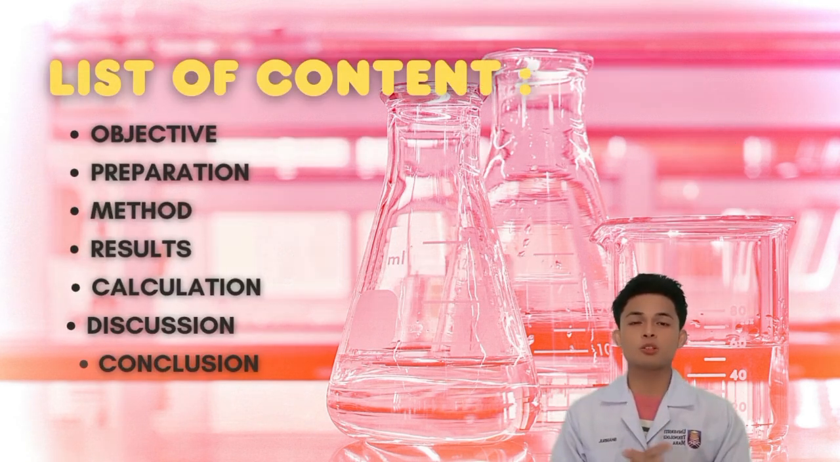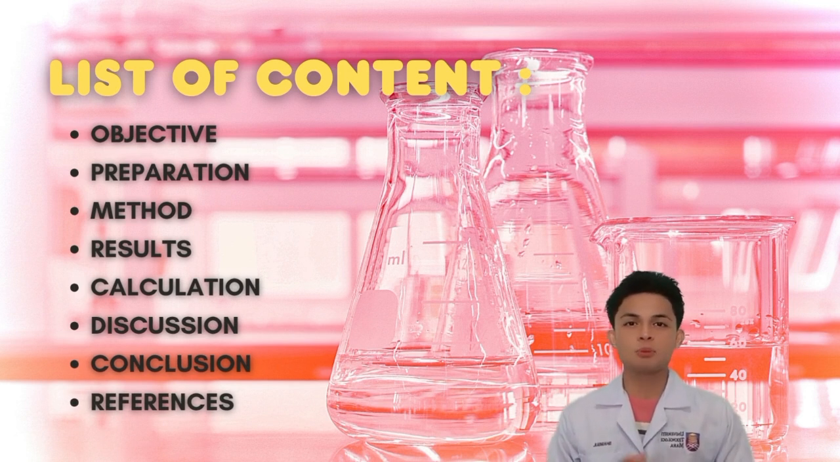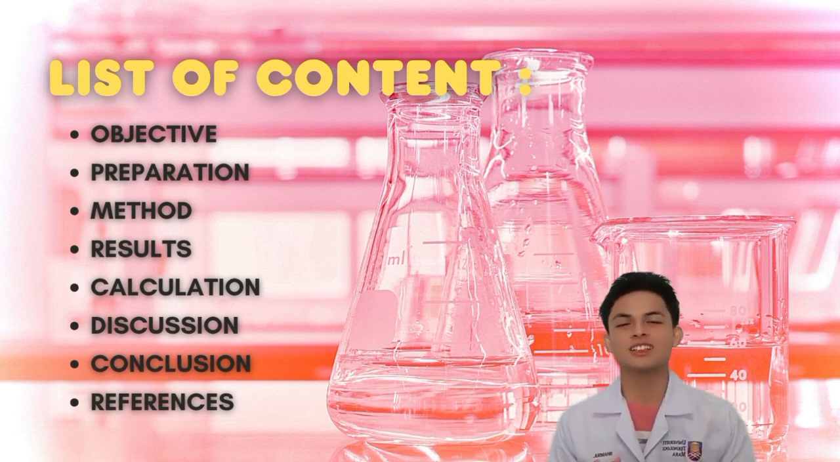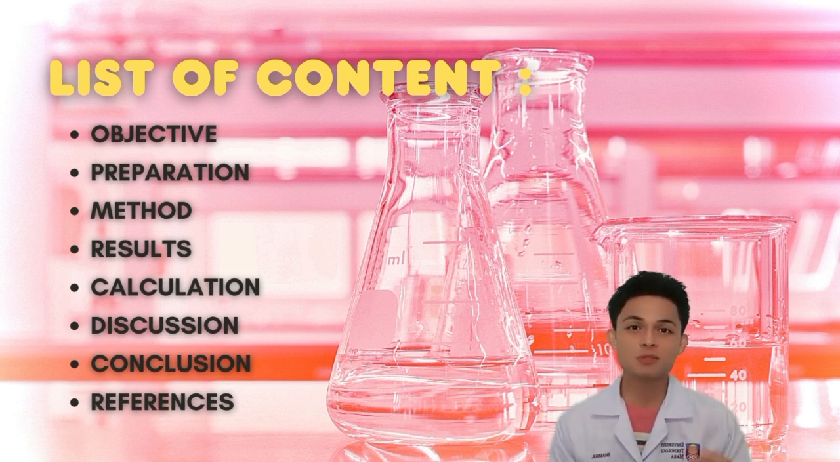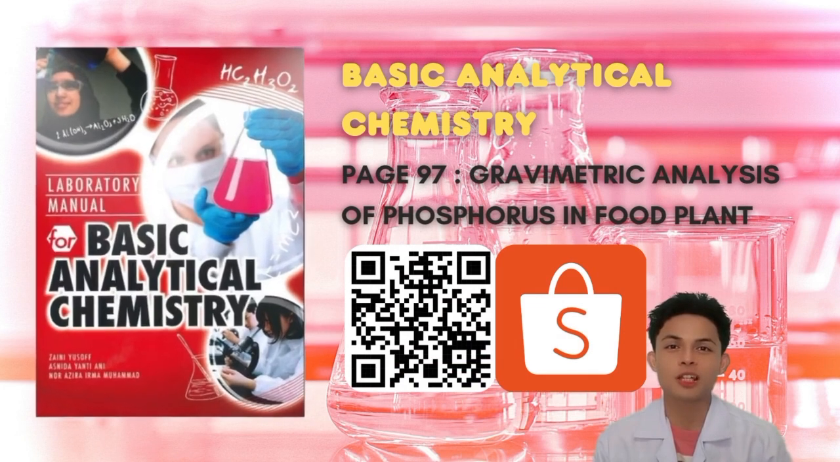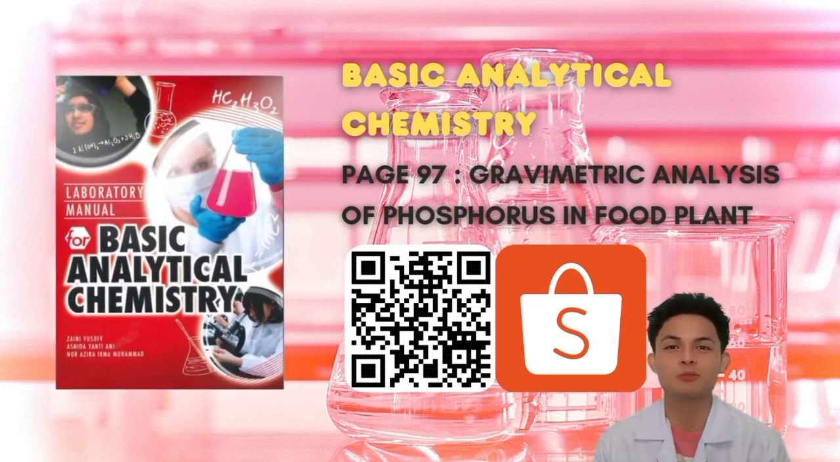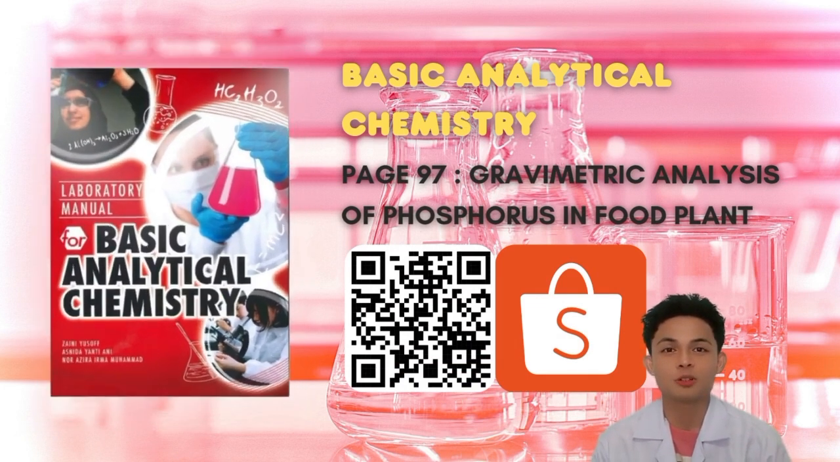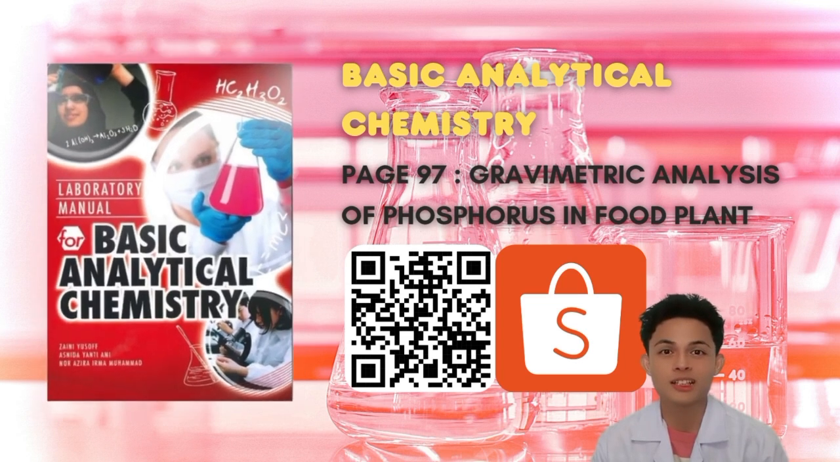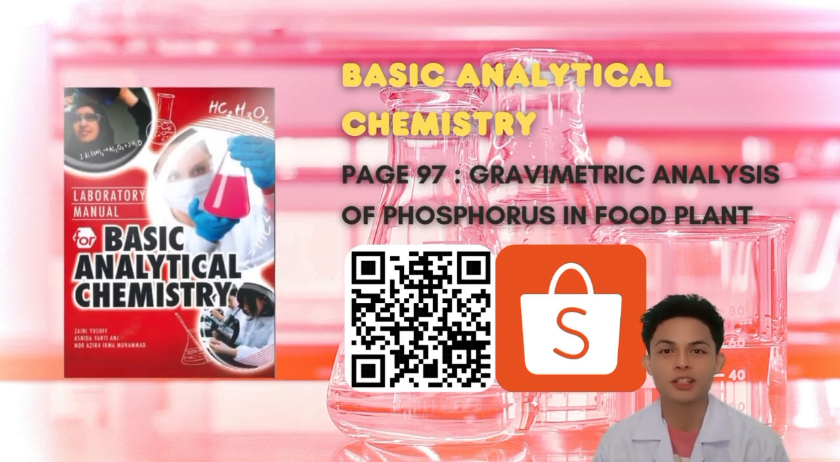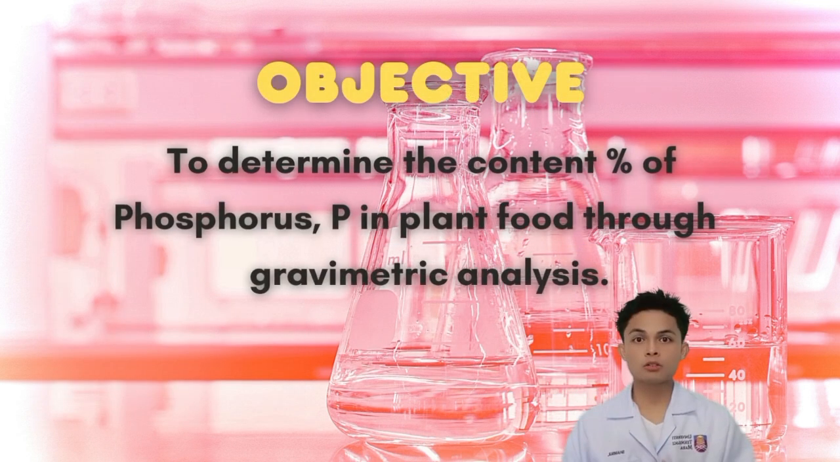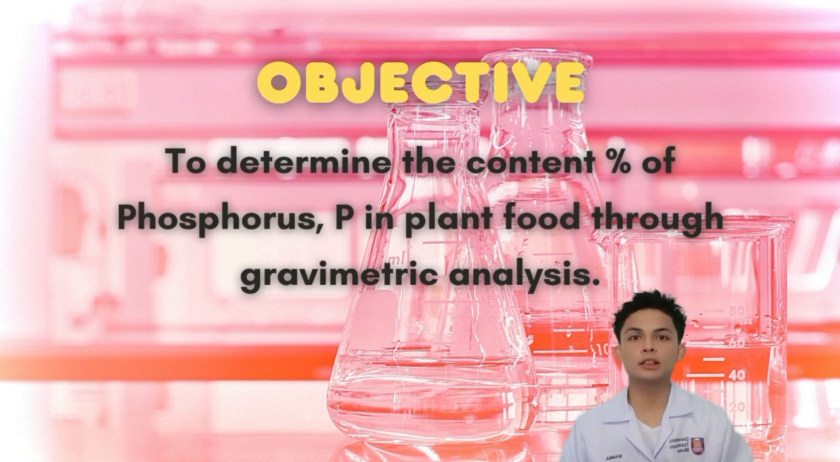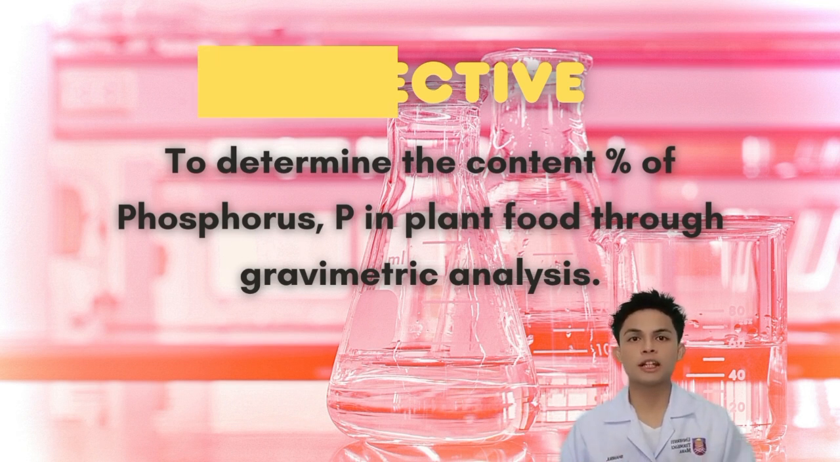For this video, we're going to start with the objective of the experiment, the preparation, the method we use for the experiment, the result, calculation, discussion, conclusion, and also the reference that we use to find information to make this experiment successful. By the way, this following manual was used as the primary reference for this experiment. For anyone who wishes to have a copy, the link for the manual is provided. Our objective for the experiment is to determine the content percentage of phosphorus in plant food through gravimetric analysis.